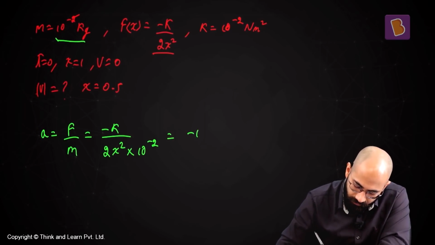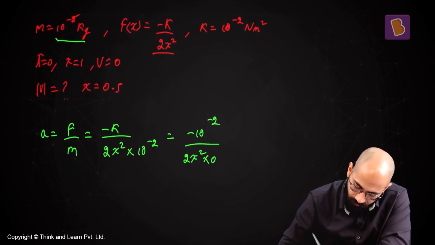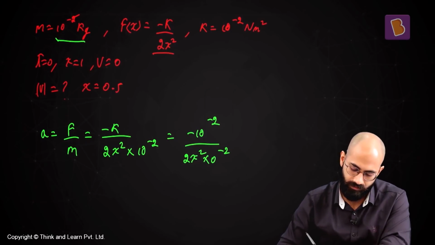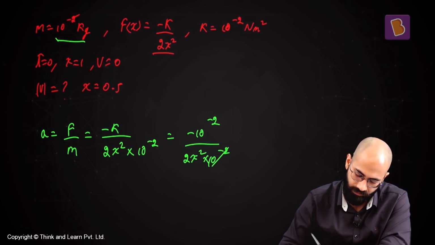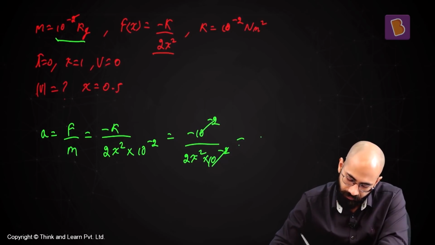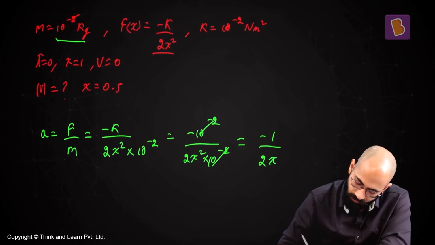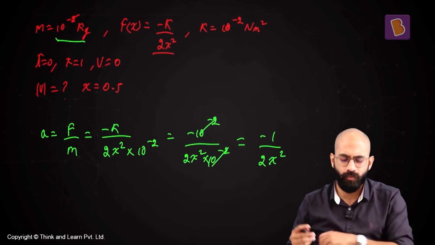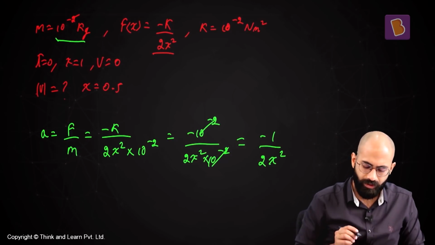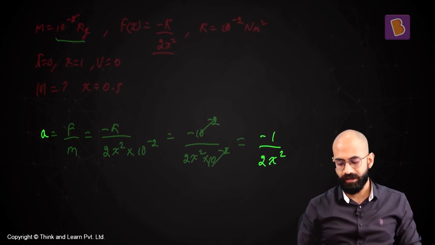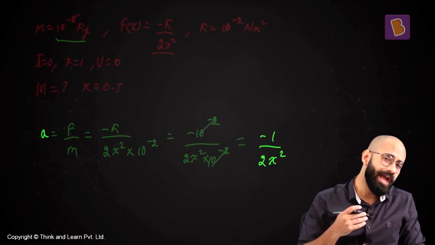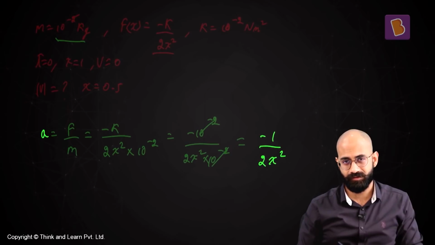So you get minus 10 power. Right. So this and this get cancelled. We get minus 1 divided by 2x squared. So we're getting an expression over here where a is equal to minus 1 by 2x squared. So we're getting acceleration in terms of x, right?